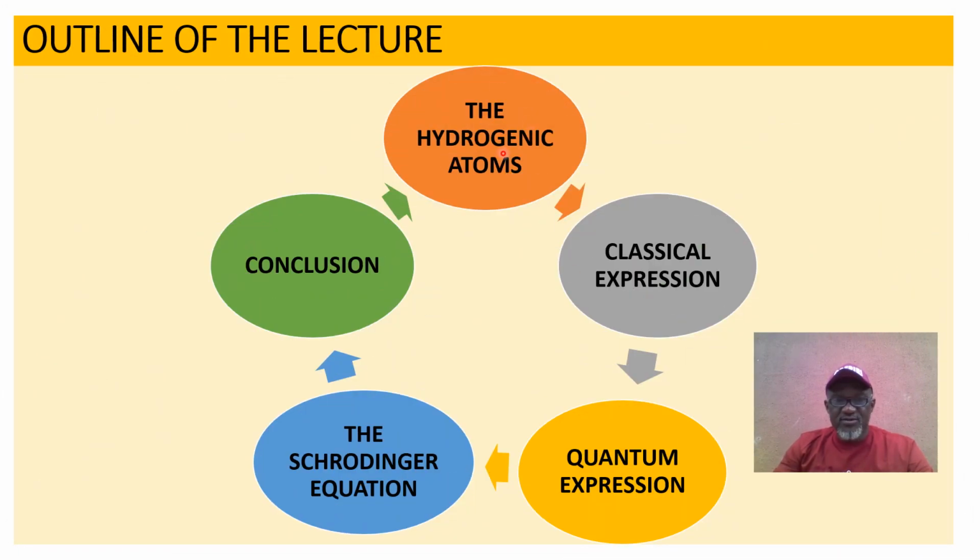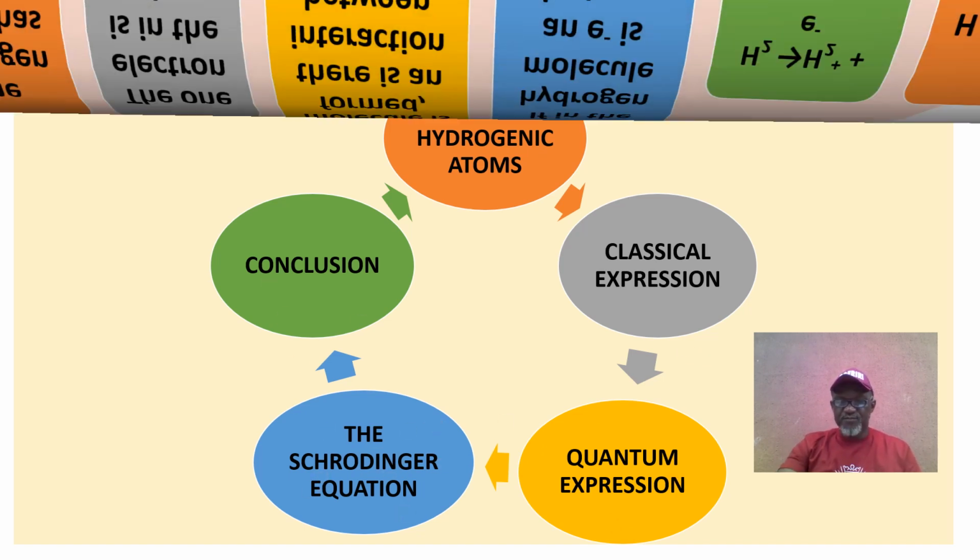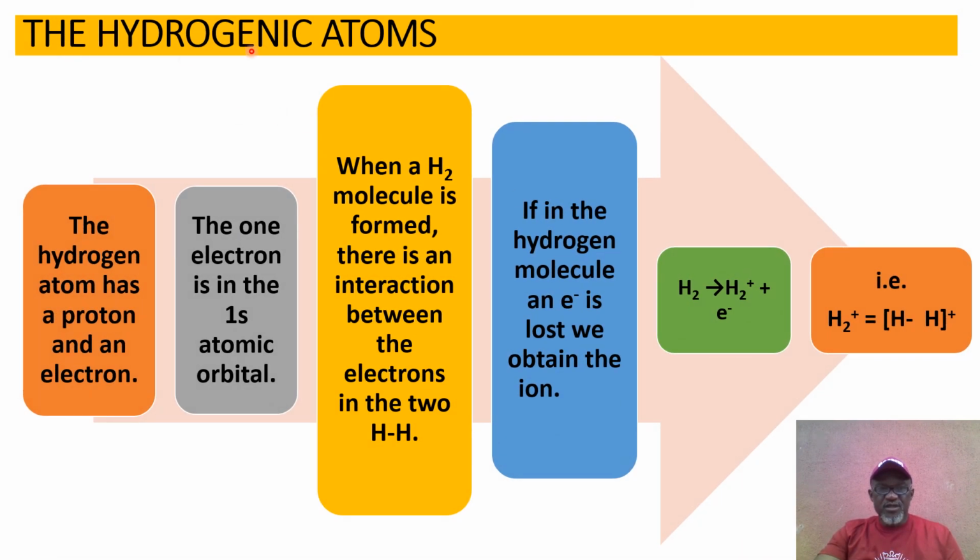The outline: we're looking at hydrogenic atoms, the classical expression of the hydrogenic atoms, the quantum expression, we look at the Schrodinger equation, and we'll conclude. The hydrogenic atom. The hydrogen atom has a proton and an electron. Like I said in the last lecture, the one electron is in the 1s atomic orbital. I hope you still remember your electronic configuration. For the hydrogen atom, we have 1s1.